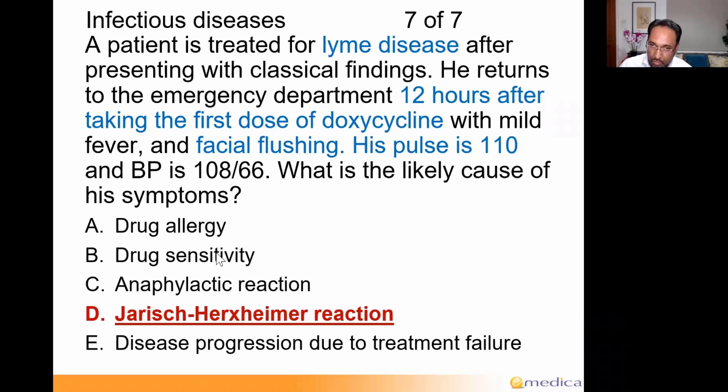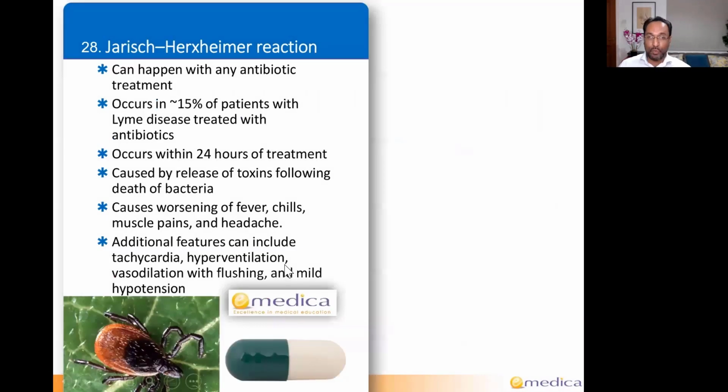What most patients think has happened is that they're having a reaction to the drug and they want to stop. But because it's so common with this, one of the things you should counsel patients when you give them doxycycline for Lyme disease is that this can happen and that they should keep going. It's actually a sign that it's working. Okay. So it can actually happen with any antibiotic treatment, but it's really, really common with patients who are given doxycycline for treatment of Lyme disease, about 15% of them.